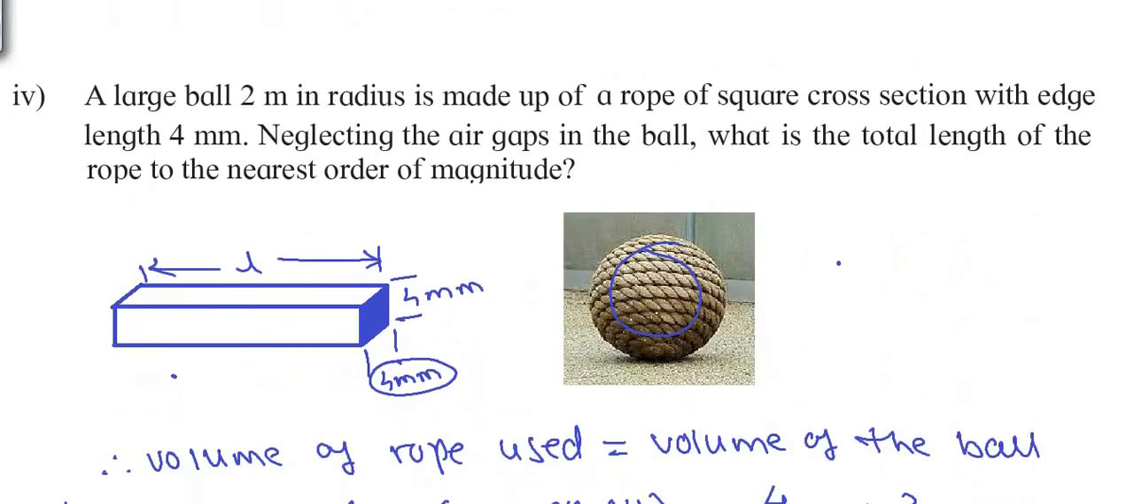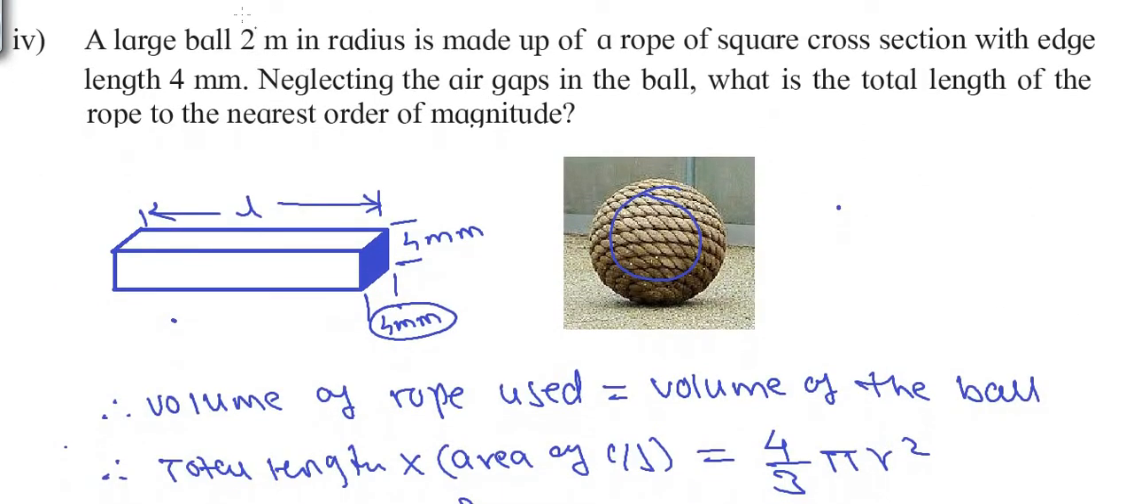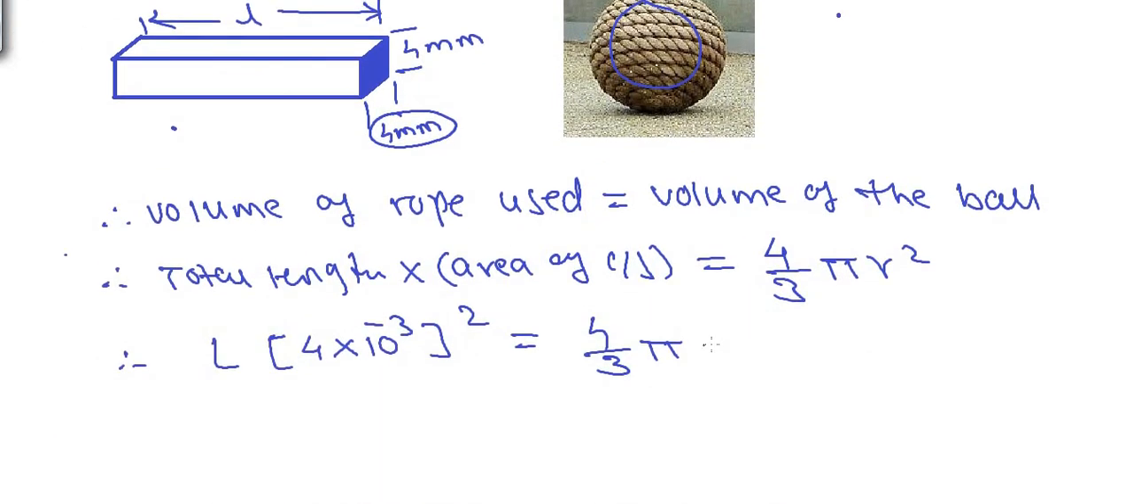Now r, the radius of the ball, is given as 2 meter. So 4 by 3 pi into 2 square. Now there is one correction over here: it is 4 by 3 pi r cube and not r square. So this is 4 by 3 pi r cube, the volume.